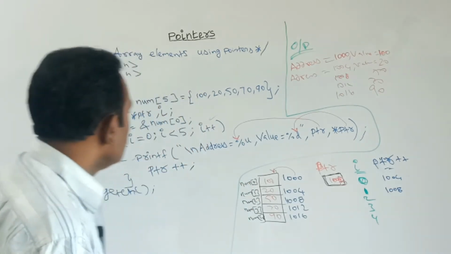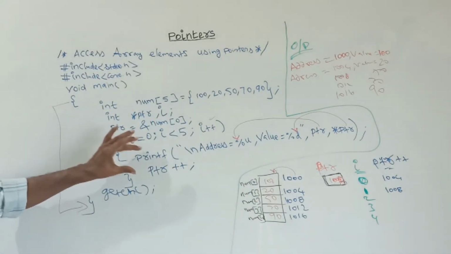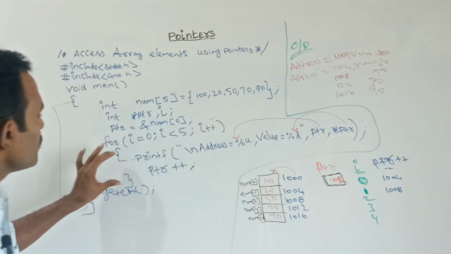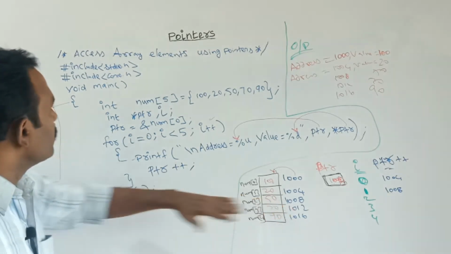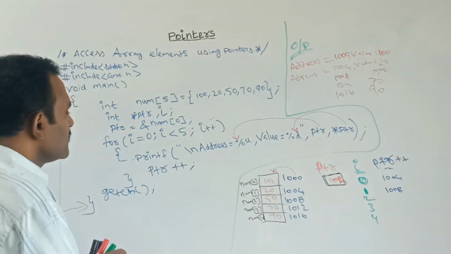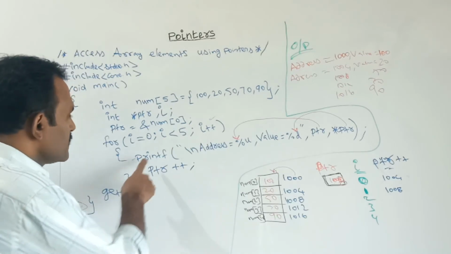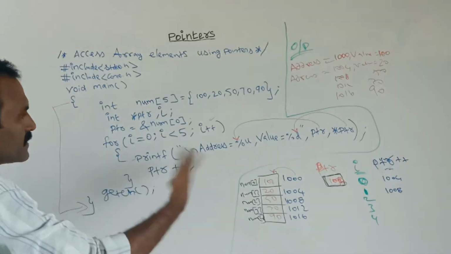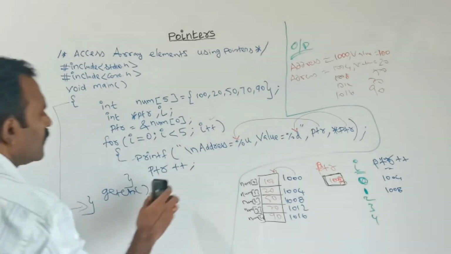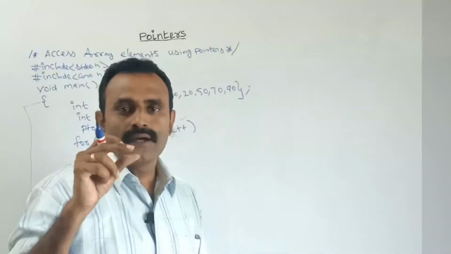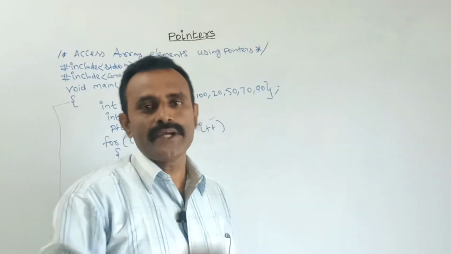Out of 5 methods, this is the first method. By using this method we can access the element inside the array. We can use any one of these 5 methods. This is the first method, and we can access this array element by using it. See here, adding the number to the pointer variable.